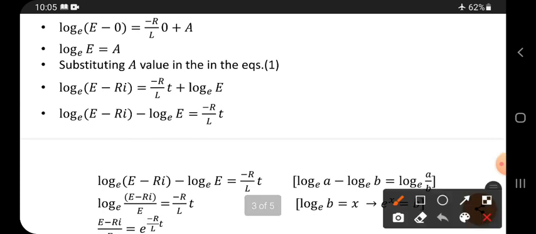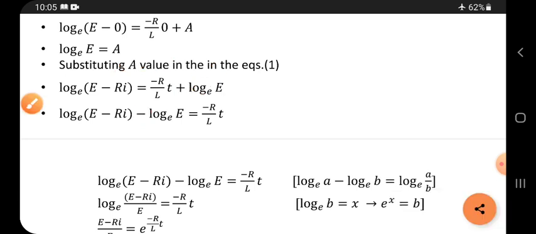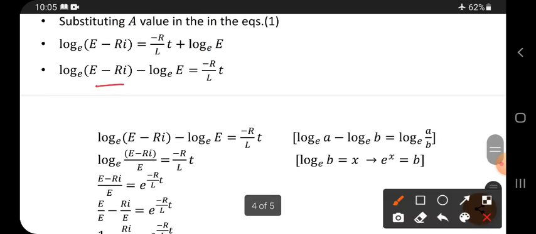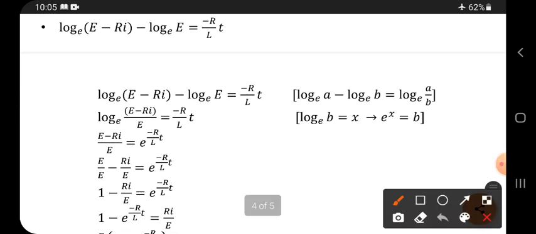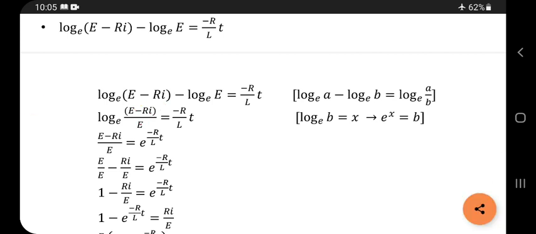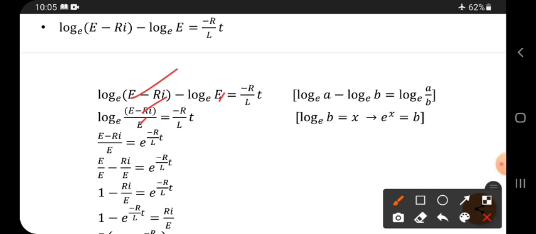Now bring log E base e this side. It is a plus term, so if it comes this side, it becomes minus. Now see, it is in the form of log A minus log B. So log A minus log B is log A by B formula. In the same manner I have written it. So log A by B, right? It is A, it is B, A by B.